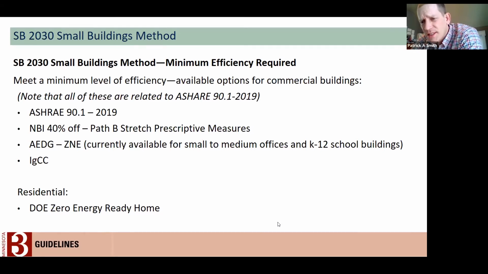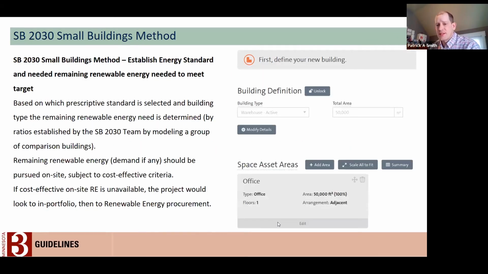For residential projects, the baseline will be the DOE Zero Energy Ready Home program. So this is an option for project teams to document that they've hit the efficiency measures on the site. On top of that, they still need to look at the feasibility and cost effectiveness of on-site solar. And so project teams going through the small building process would select one of these prescriptive approaches applicable to their building type.